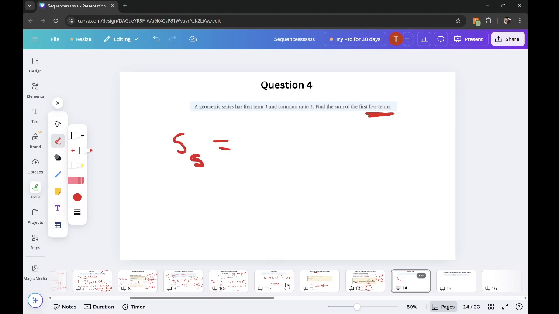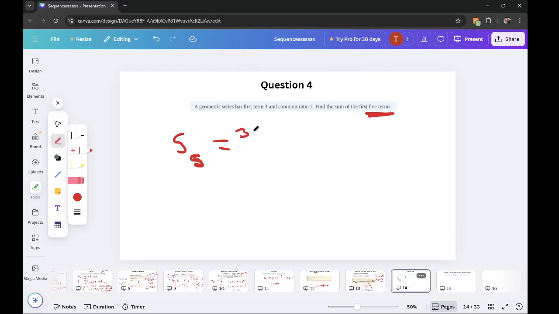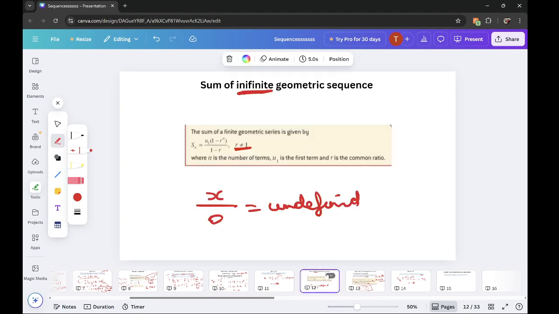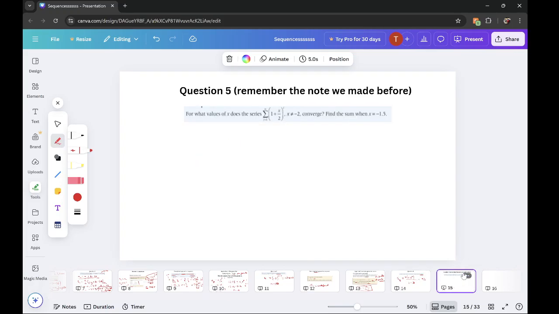So we go back to our formula, and we plug in everything we know. We know U1 is 3, so 3 times 1 minus 2 to the power of 5, because it's 1 minus r to the power of n, over 1 minus r, where r is 2. You plug this into your calculator and you should get a value of 93. It's as simple as that. That's all you have to do for now. It gets a little bit more complicated when you come to infinite series.